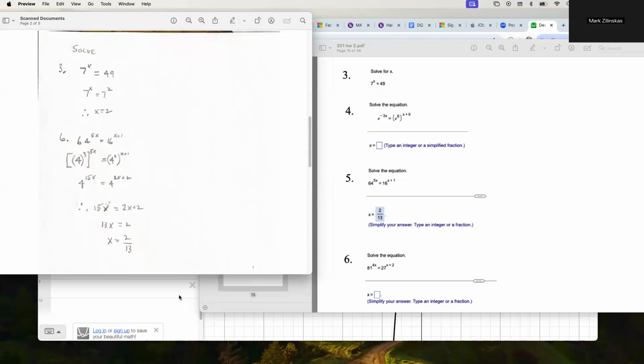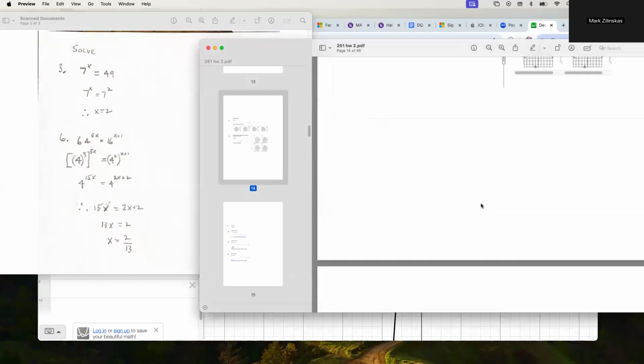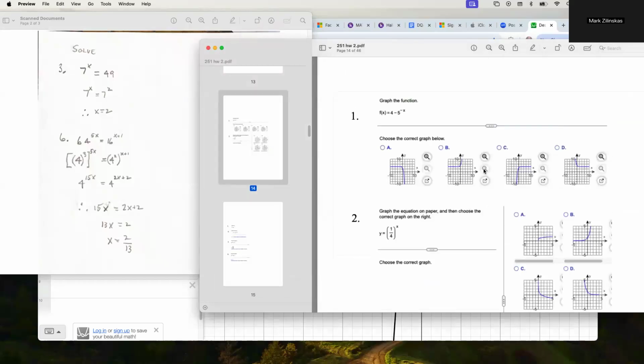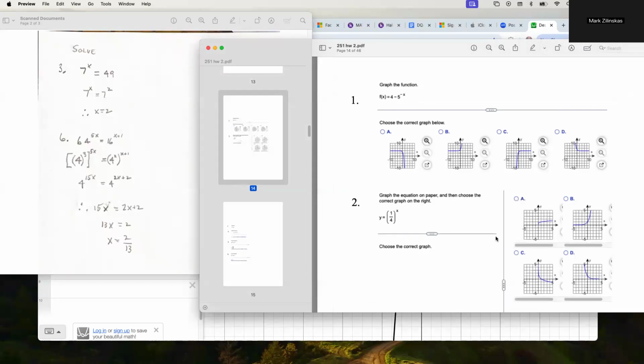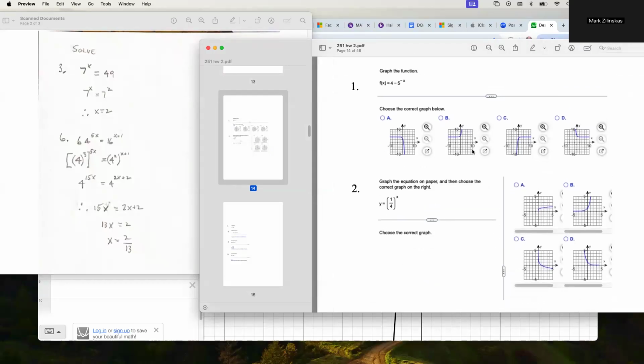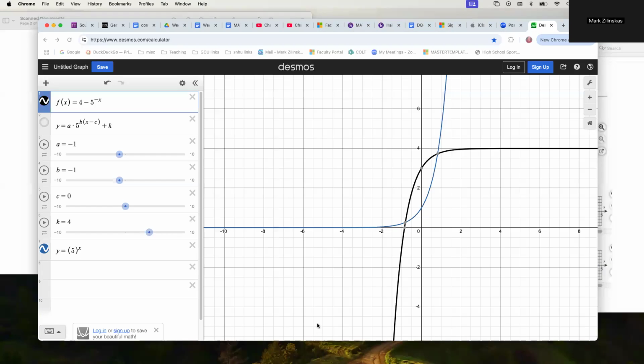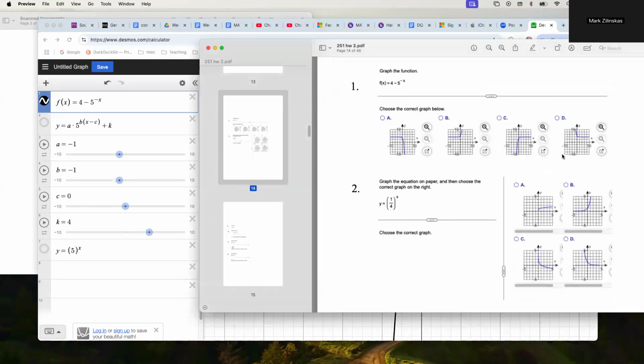Most of you are probably going to opt to, when you see stuff like that, where it says graph it on paper, then choose the correct one on the right, just mentally know what these are going to look like, and you should be able to pick them out here. But probably a good idea, especially ones like this that are more complex, to come over here and put them in Desmos. Let me just turn that off and know that I can just graph that here and match it up. I mean, that's a pretty obvious way of doing that, and I'm sure most of you will do that.